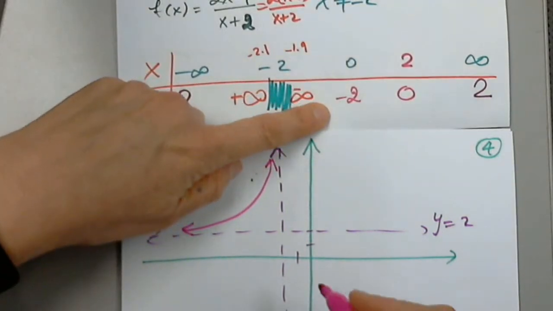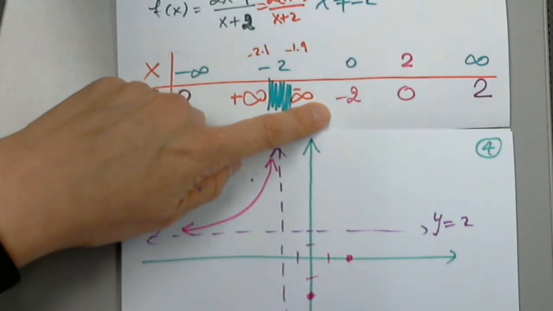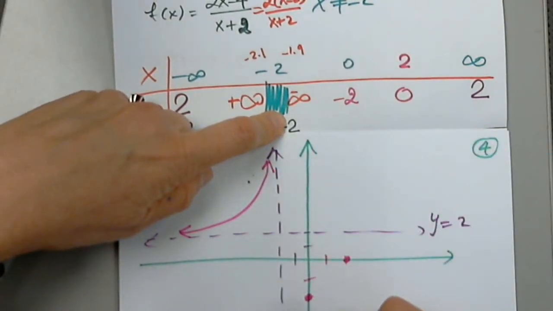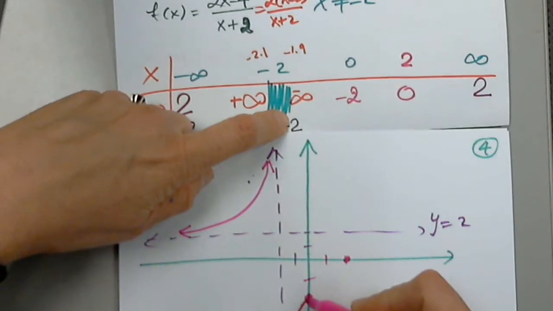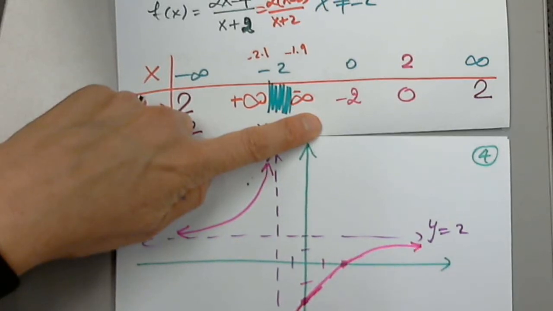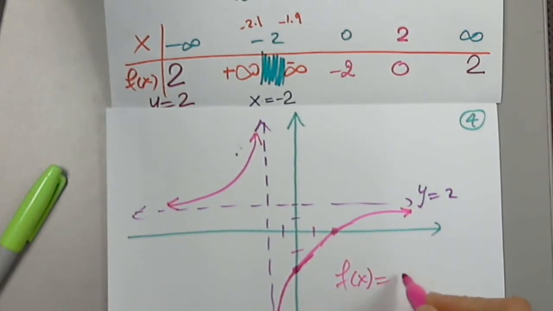I have to plot 0, -2. I have to plot 2, 0. And the function says to me, the chart says to me, it's coming from negative infinity. It's crossing the y-axis. It's crossing the x-axis, and then approaches 2 from below. This is the graph of the rational function 2x - 4 over x + 2.